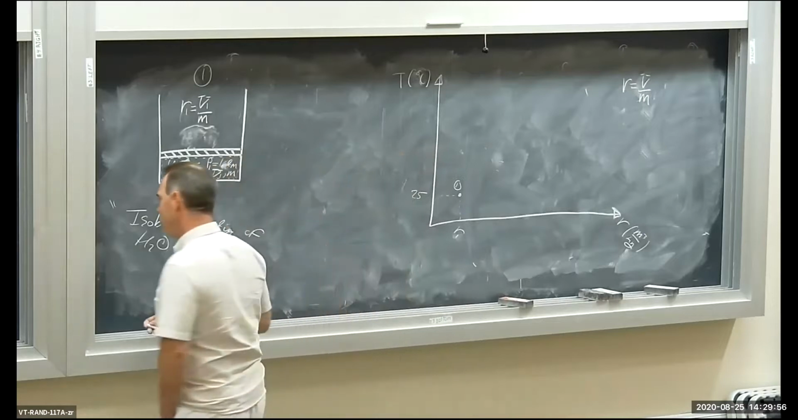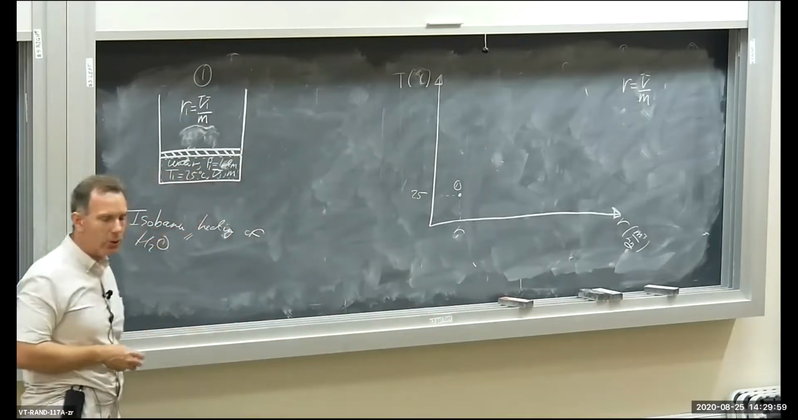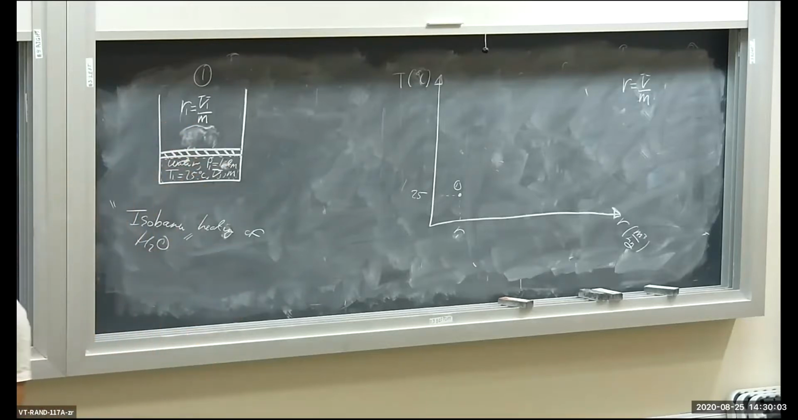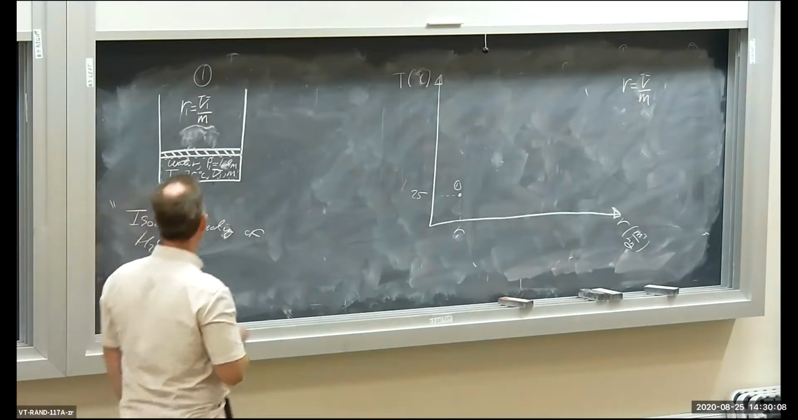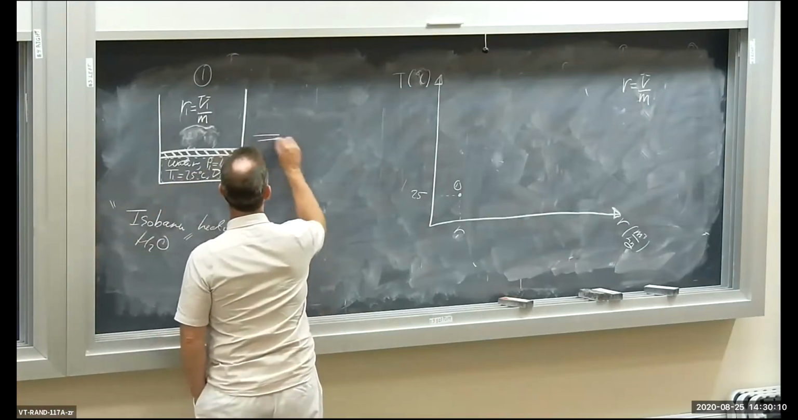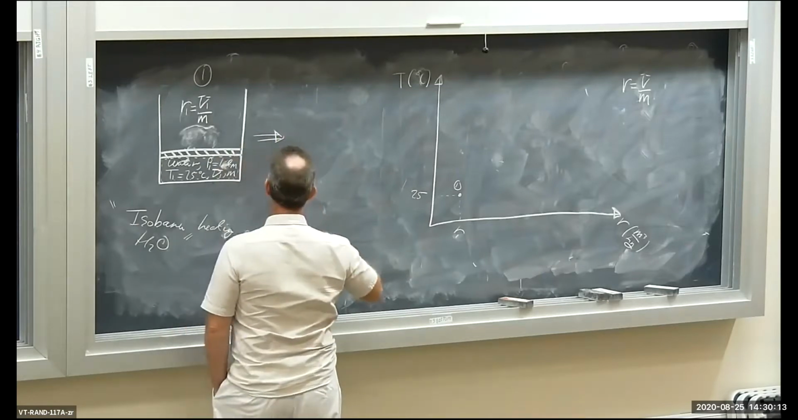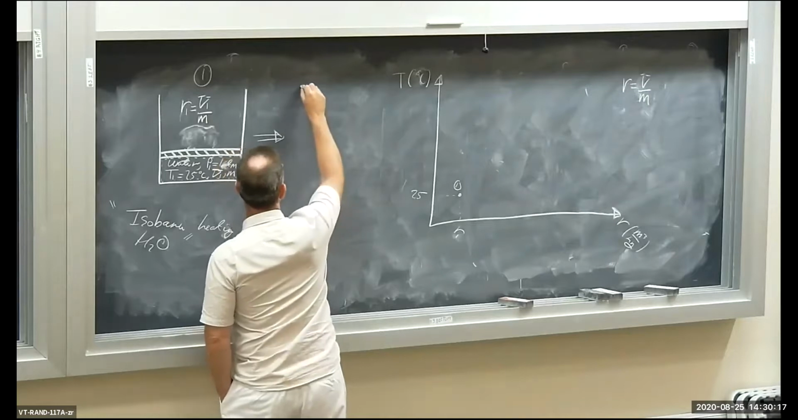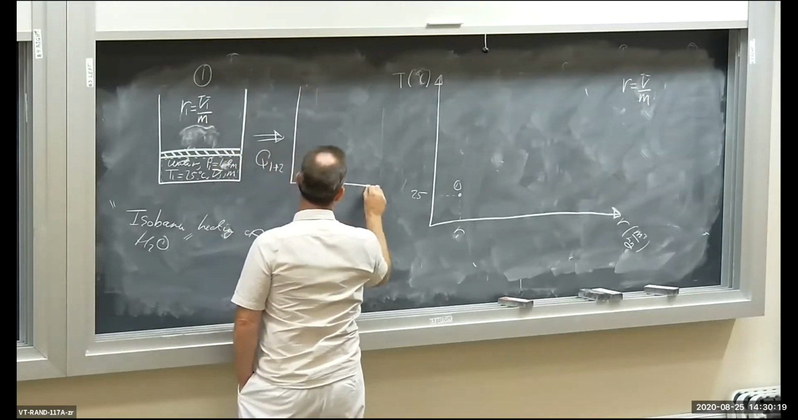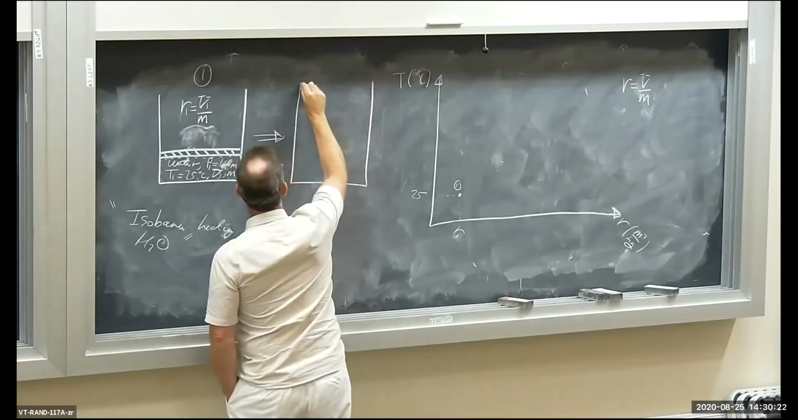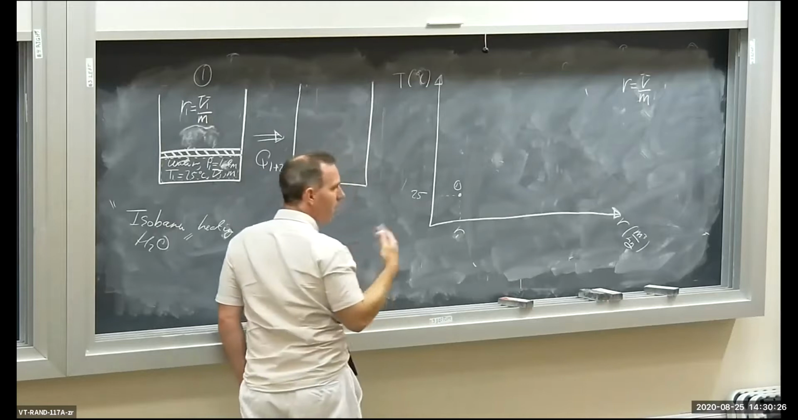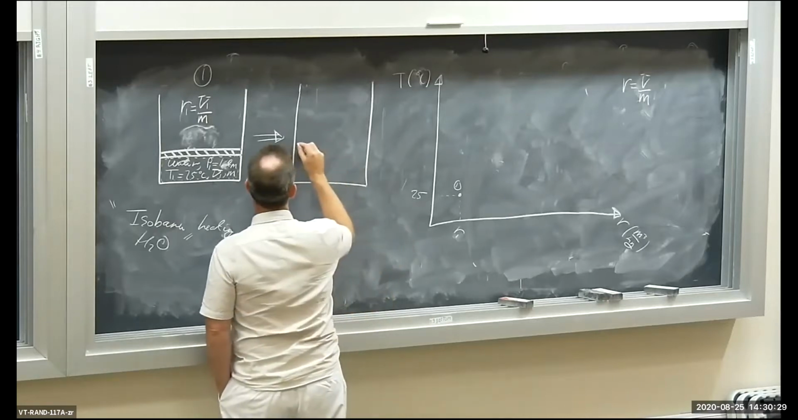Now I'm going to add some heat, and I'm going to add it isobarically. I'm going to let this piston move up or down, maintaining the pressure constant inside of the piston cylinder device. So I'm going to add some heat. We're going to add heat Q1 to 2, until the temperature goes up to, let's say, 90 degrees C.